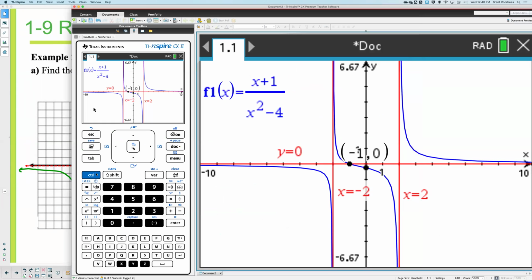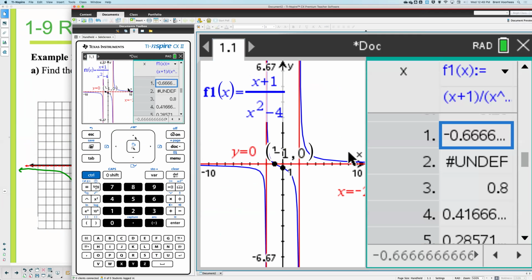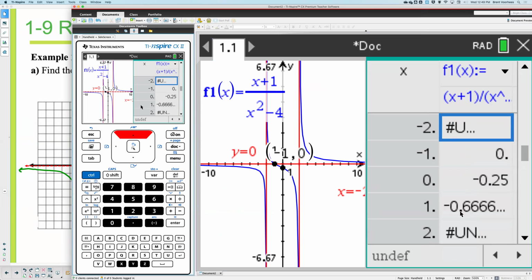So what were our two values in the domain? We said the graph would not equal... Look at our table. What does our table say? 2 and -2 were undefined there. So yep, we did it right.